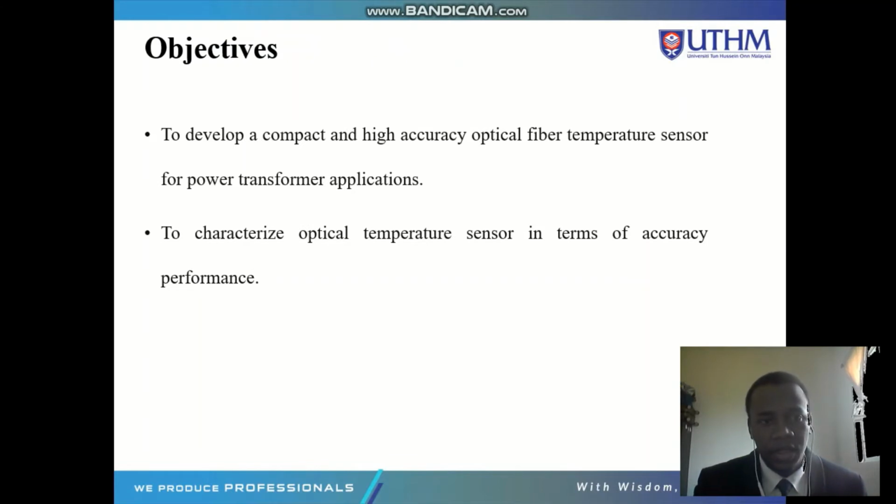So what are the objectives of this project? There are two objectives in this project. The first one is to develop an optical temperature sensor for power transformer application, and the second one is to characterize the optical sensor in terms of accuracy performance.